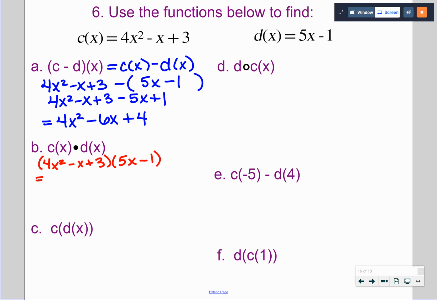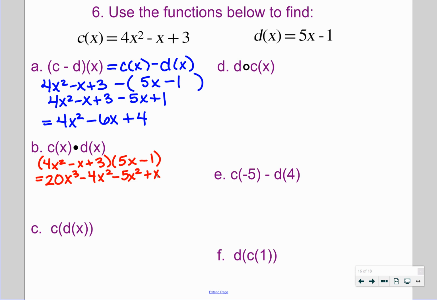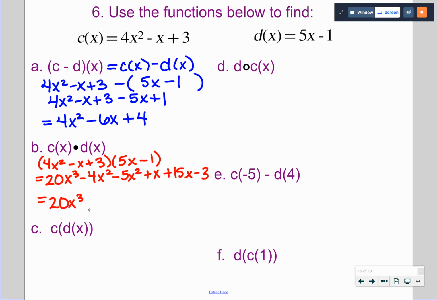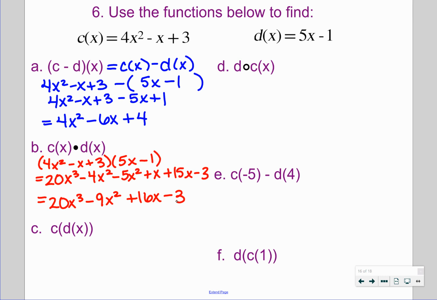All right, so I'm going to distribute 4x squared to the second parentheses. That gives me 20x to the third minus 4x squared. I'm going to distribute negative x into the second parentheses. That's negative 5x squared plus x. And then 3 into the second parentheses, 15x minus 3. Combine my like terms, and I've got my answer. 20x to the third minus 9x squared plus 16x minus 3.